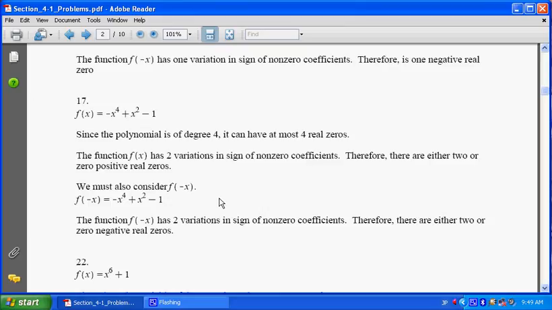And then we consider f of negative x. That turns out to have, goes from negative to positive. That's one variation in sign. Goes from positive to negative. That's another variation in sign. So just like the f of x, f of negative x also has two variations in sign of non-zero coefficients. Therefore, there are either 2 or 0 negative real zeros.